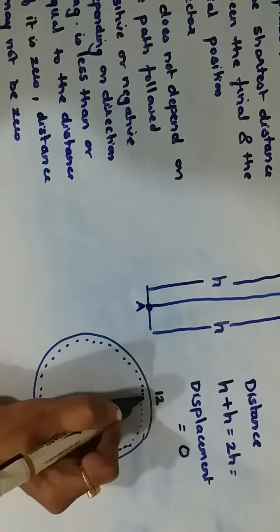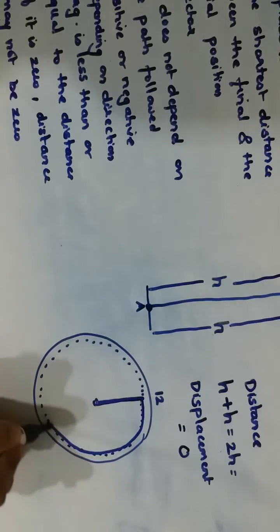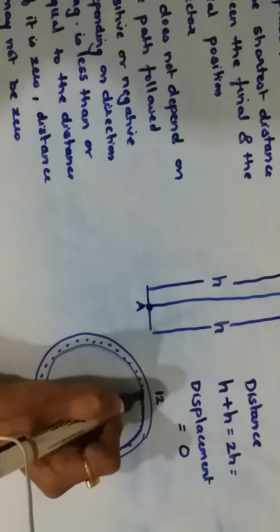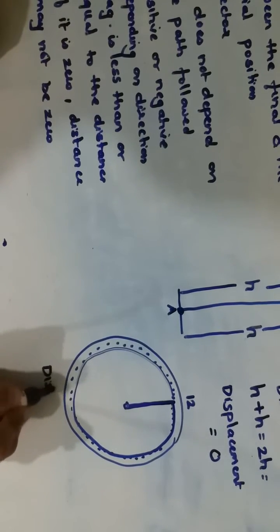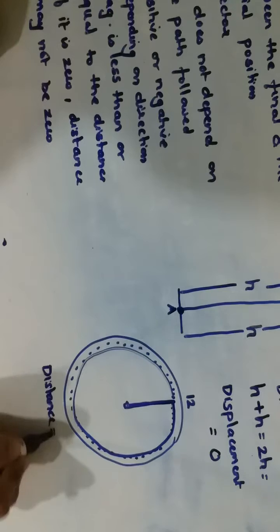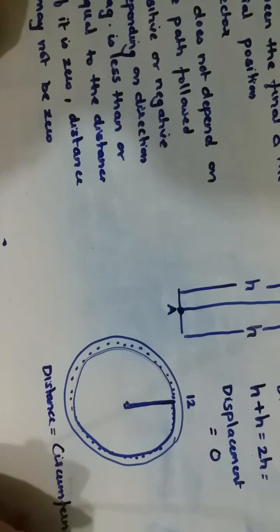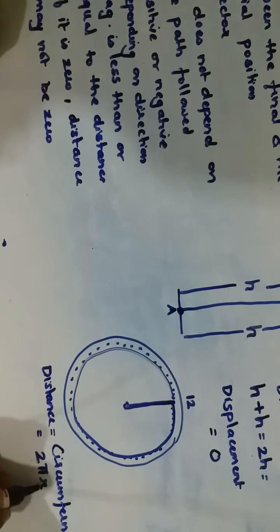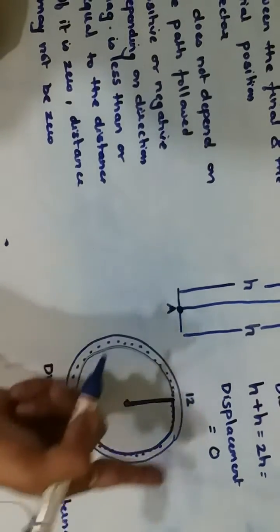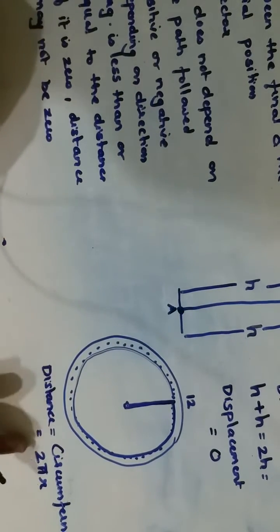So the object, here the hand is the object, it is covering the distance, that is the complete circumference of the circle. So here in this case, the distance covered is your circumference. If the radius is given to you, you can easily find the circumference of the circle. The circumference is 2 pi r, where r is the radius of the circle. So here the distance covered is the complete circular round, that is the circumference, which is 2 pi r. So your distance is 2 pi r.